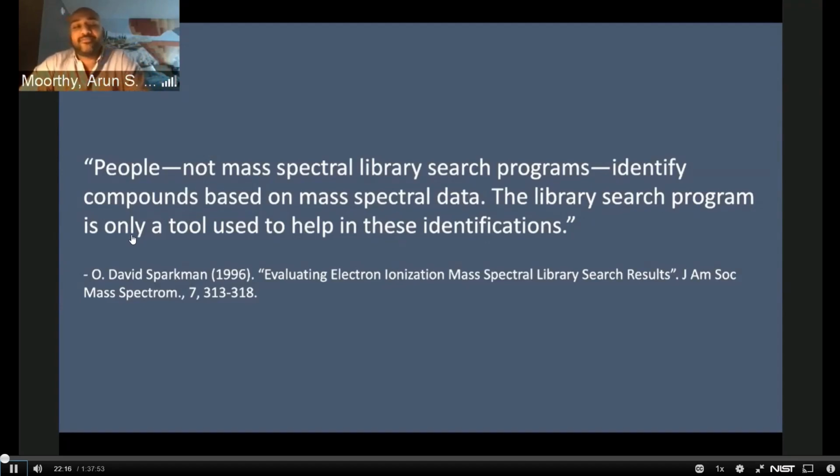And so I found this paper in my readings. There's a perspective article in JASMS about evaluating EI mass spec library search results. And in the concluding section, the author, David Sparkman, says, people, not mass spectral library search programs, identify compounds based on mass spectral data. The library search program is only a tool used to help in these identifications. So he wrote this in 1996, and this idea still persists till now.